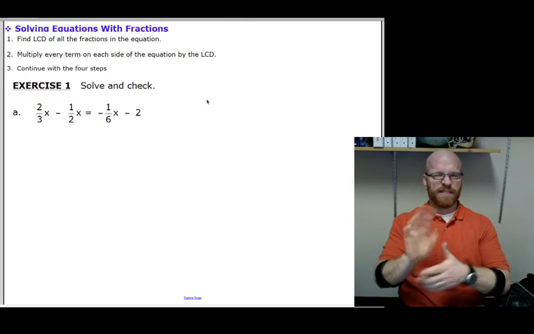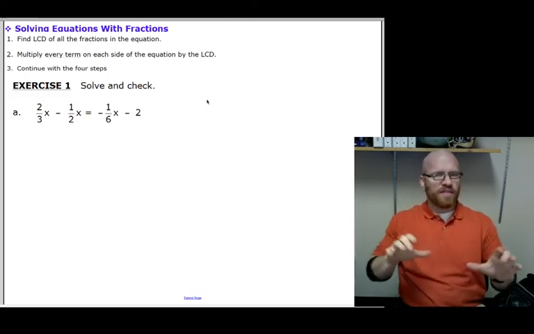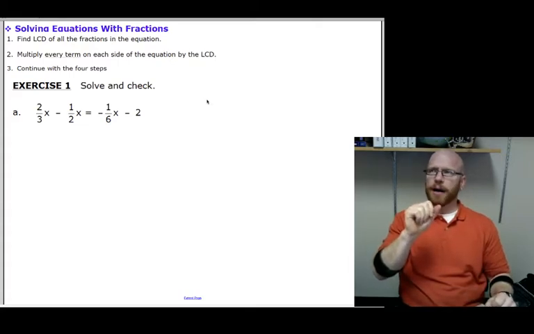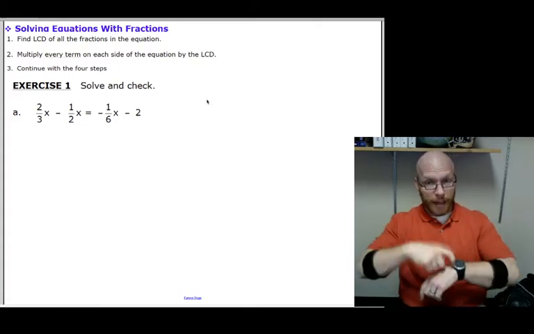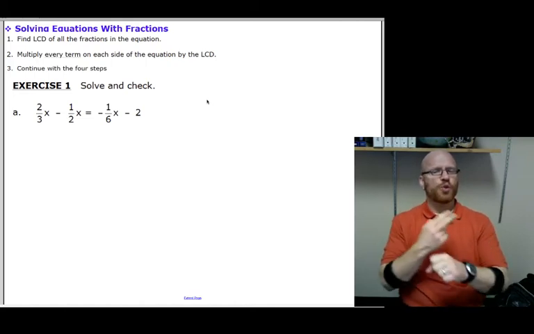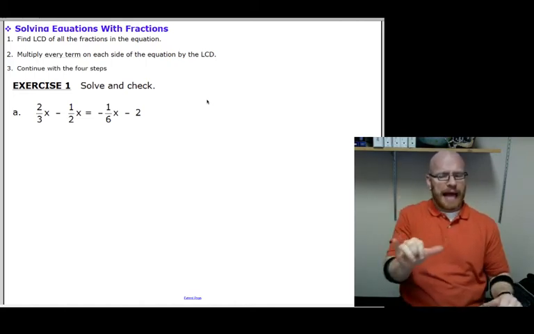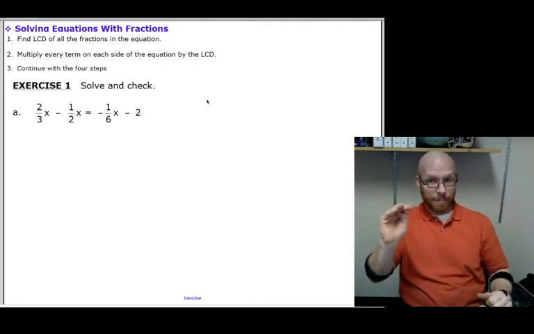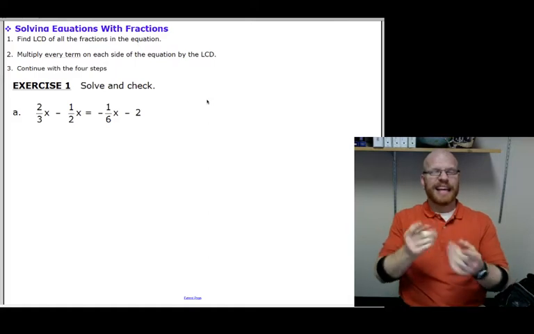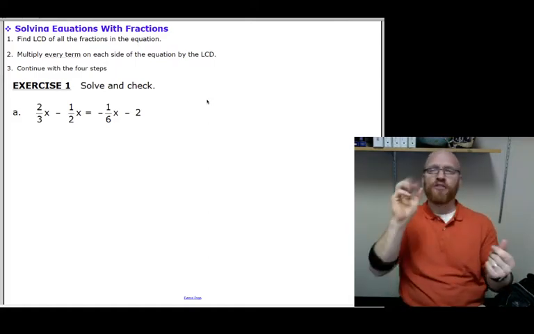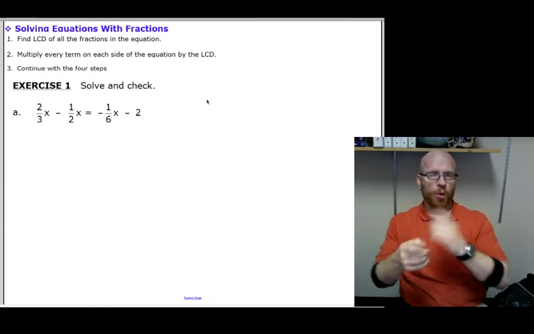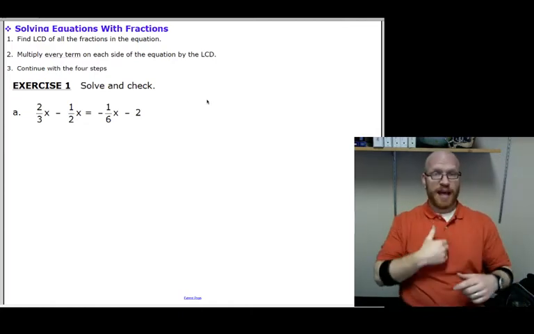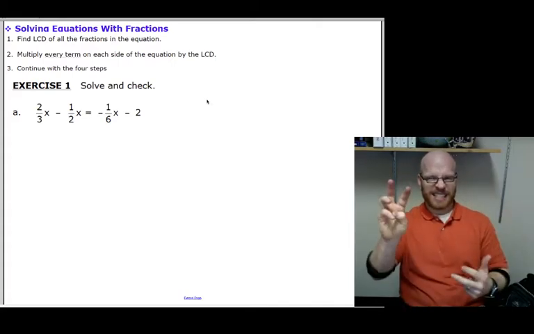In previous videos, we've used the reciprocal, or we used the LCM one time. Here, we're going to use the LCM, least common multiple. That LCM will help us get rid of the fraction components. So what will happen? We see our denominators. We have 3, 2, and 6.